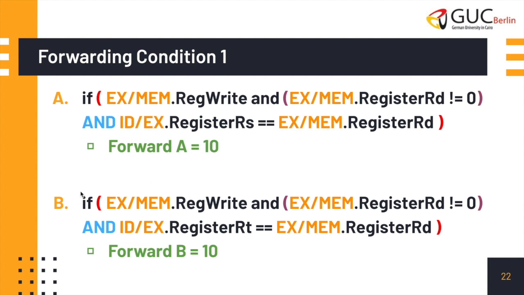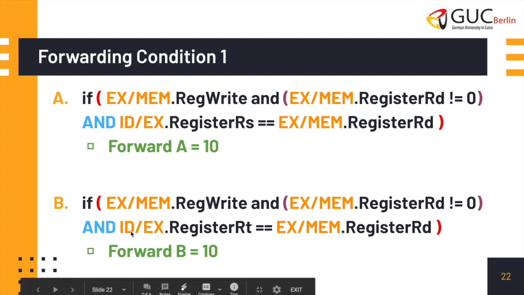Condition 1b, I'm performing the same thing. If ex/mem.regwrite is equal to true or equal to 1, and ex/mem.register_rd is not equal to 0, so I'm making sure the regwrite control signal is 1 and the destination is not register 0. And I'm performing the old condition, which is id/ex.register_rt. Now I'm checking on what? On the second operand being equal to ex/mem.register_rd.